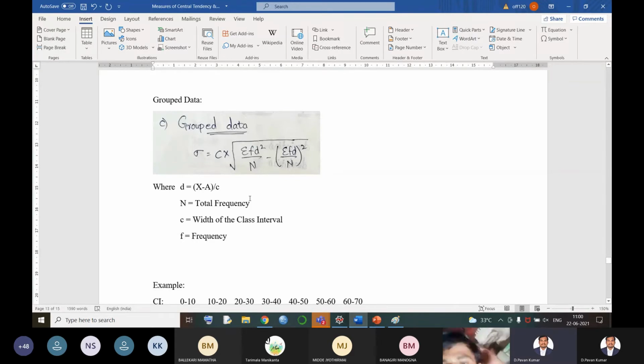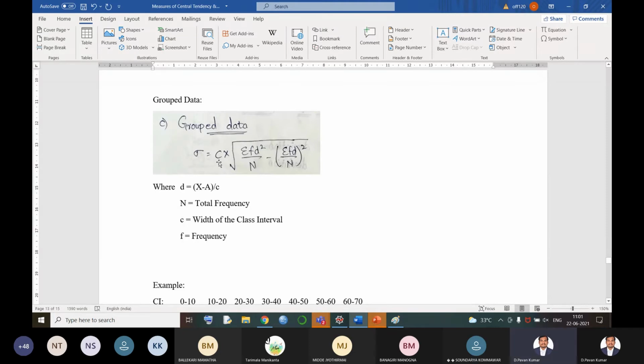Finding the standard deviation of grouped data. The formula is sigma equal to C into square root of summation fd square by n minus summation f into d by n whole square. The formula would be same for both ungrouped data and grouped data as well. But the only difference over here is we multiply with C.